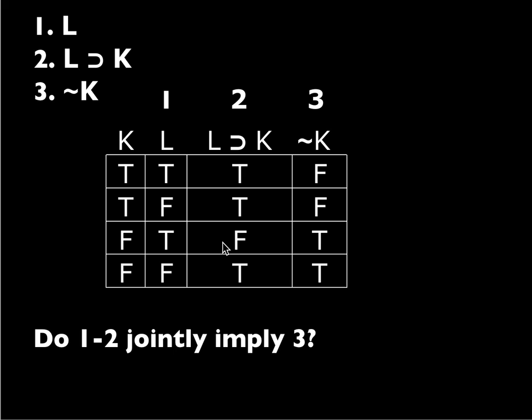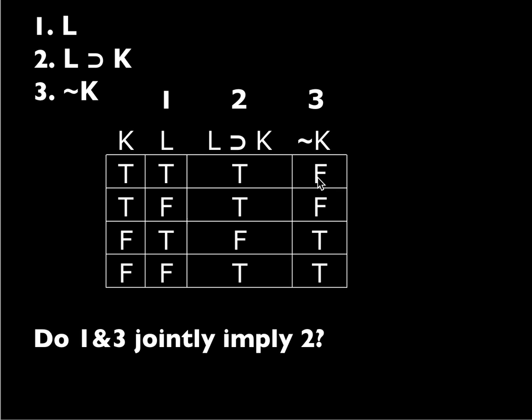Let's ask some implication questions. Do 1 and 2 jointly imply 3? So we're going to look for a counterexample row. That'll be where 1 and 2 are true, but 3 is false. Right here, row 1. 1 and 2 are true, but 3 is false. There is a counterexample row, so the implication does not hold. No, 1 and 2 do not jointly imply 3.